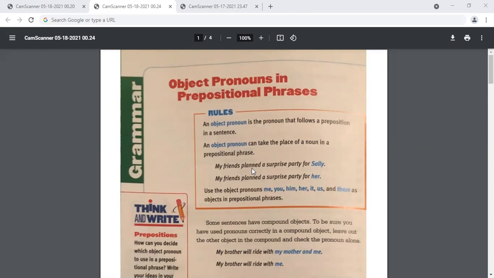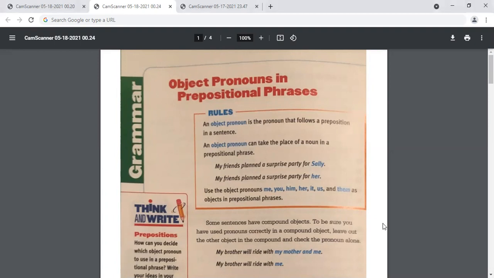So instead of saying here, like in this example, my friends planned a surprise party for Sally, we can change Sally to her. My friends planned a surprise party for her. So here our prepositional phrase is for her, and her is the object pronoun. All right, it is the object of the prepositional phrase.